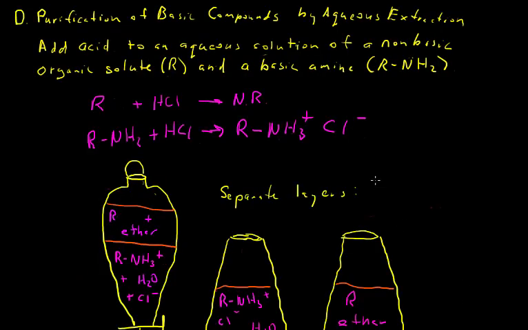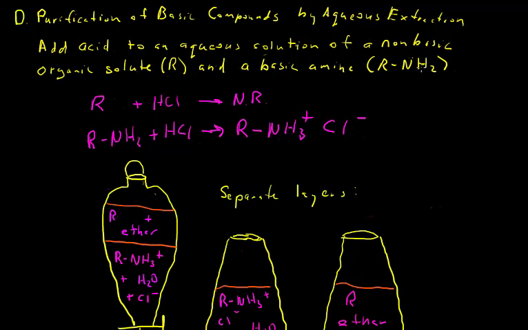As we saw with acidic compounds, we can also purify basic compounds by aqueous extraction. The process is almost identical, only in this case we're adding an acid to the aqueous solution of the basic solute and any non-basic impurities. The most common basic organic substance is an amine, and I've represented that here. An amine is a compound with trivalent nitrogen in it.